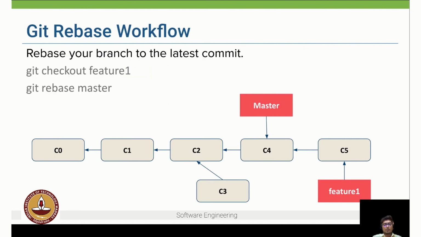Now you can do git merge. You can merge feature 1 to master, and feature 1 and master both will point to the commit C5 after merging.